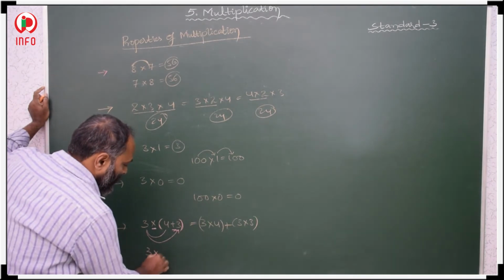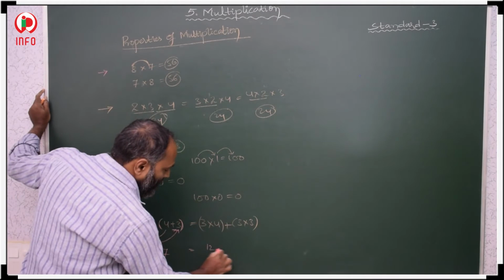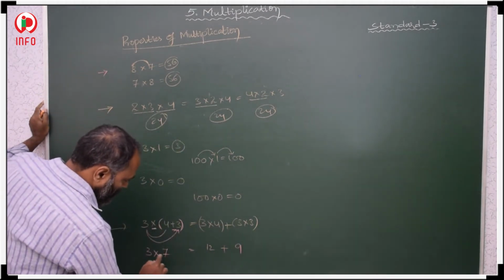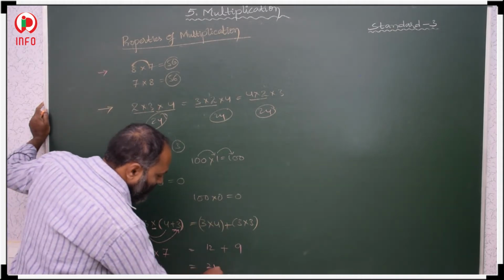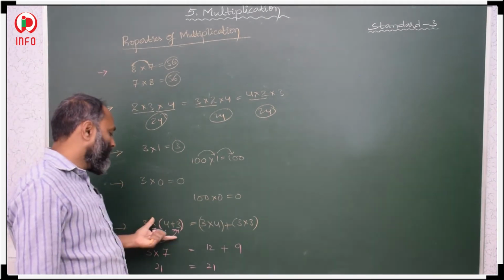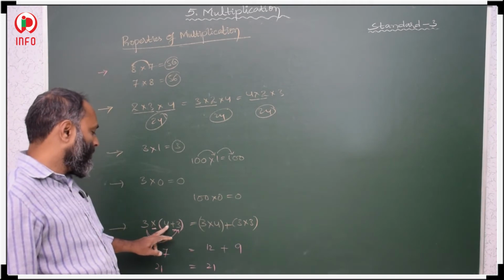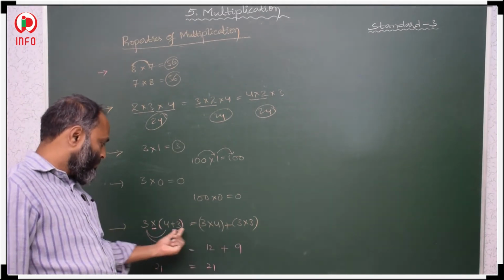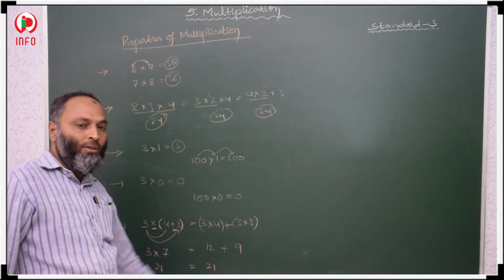3 into (4 plus 3) is 3 into 7. 3 fours are 12, 3 threes are 9. 3 sevens are 21. Then 12 plus 9 is 21, they are equal. So in multiplication, the distributive property is applicable.